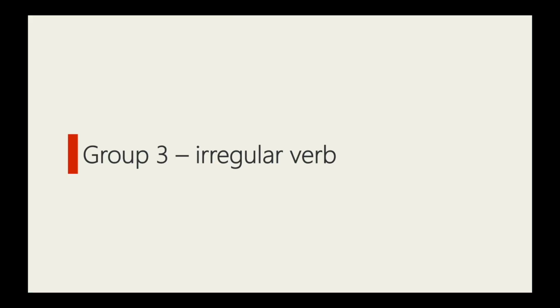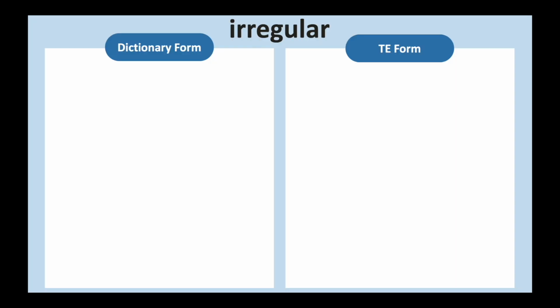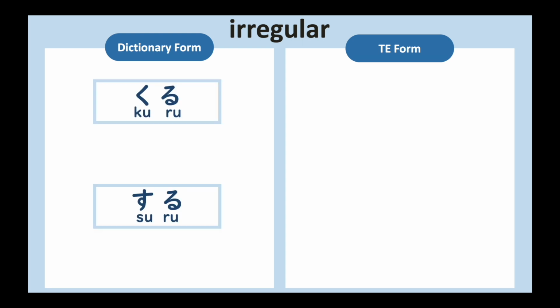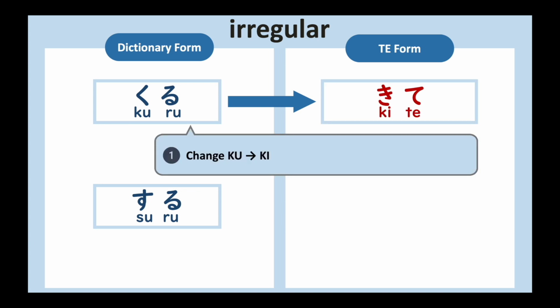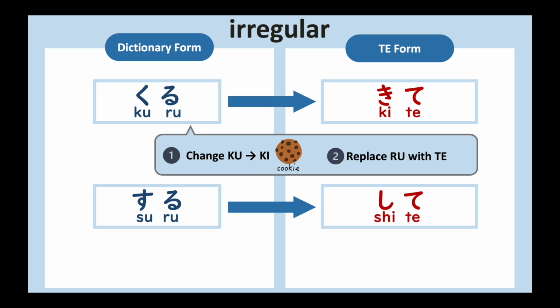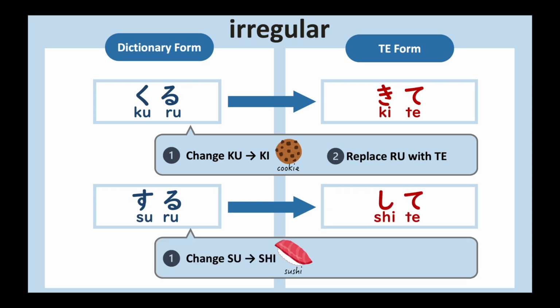Next, let's see how to conjugate irregular verbs to te form. Remember that we basically have only 2 irregular verbs, 来る and する. The te form of 来る is 来て. It may be easier to just memorize, but change く to き and replace る with te. And the te form of する is して. Change す to し and replace る with te.